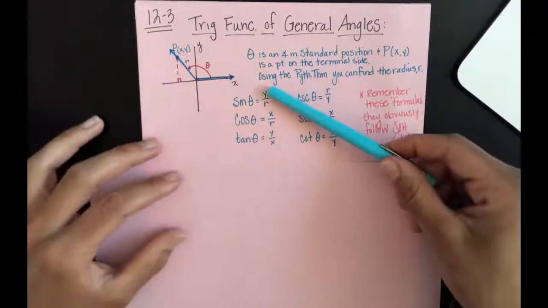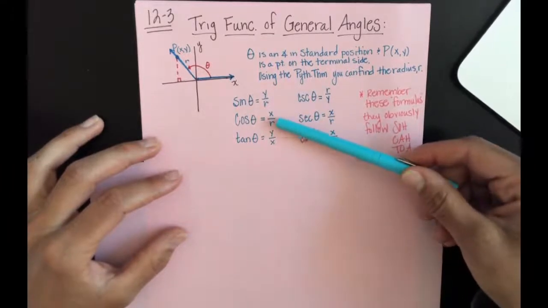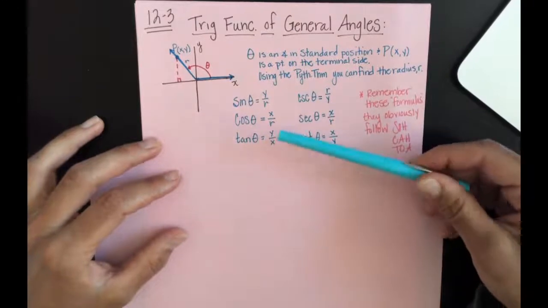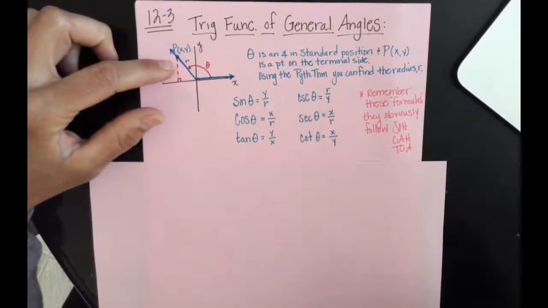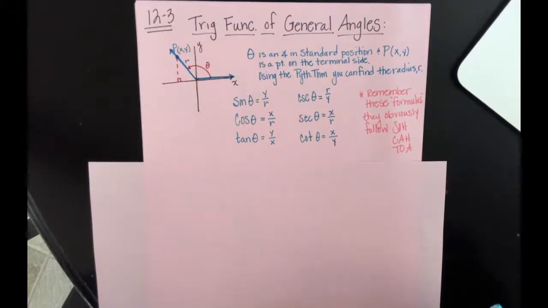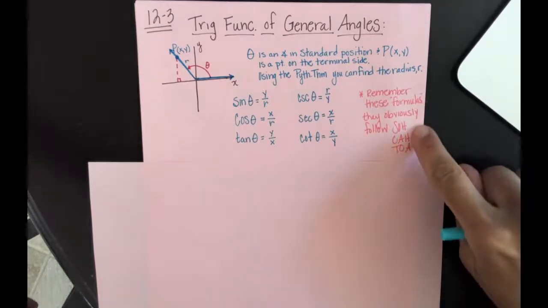So notice how opposite over hypotenuse, adjacent over hypotenuse, opposite over adjacent, those have all changed now to these x, y coordinates and r, the radius. They mean the same thing, and are just designated now as something different because of us being on this coordinate plane situation. So that's what I have here.